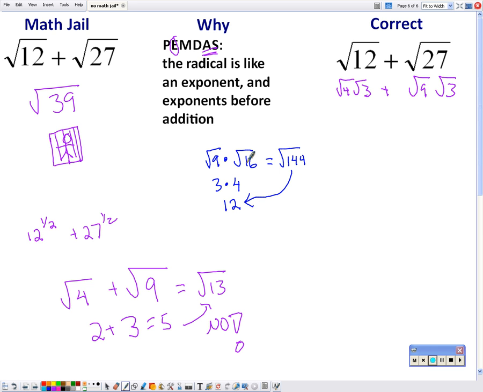You can multiply and you can divide under a radical. You cannot add or subtract under a radical. And it all goes back to treating a radical like an exponent and what you are allowed to do under an exponent. The correct way to do this problem is to take the square root of 4 and make it a 2. The square root of 3 stays the square root of 3. The square root of 9 is 3. Now, I have 2 square roots of 3 plus another 3 square roots of 3. And together, that makes 5 square roots of 3.